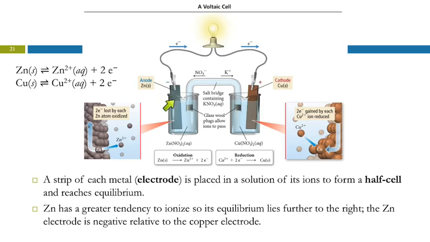So the strips of metal here are called electrodes. Each side here is called a half cell. There's a half reaction occurring in each of the half cells. The chemical reaction will also occur if we put it all together, but then we can't benefit from the movement of the electrons because they just go directly from the zinc to the copper, and we can't get them to do anything for us. So by separating them, we can get them to flow through the light bulb and give us some light.